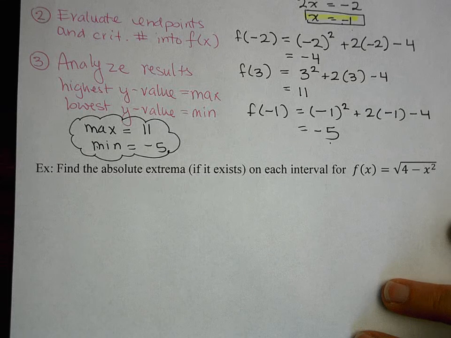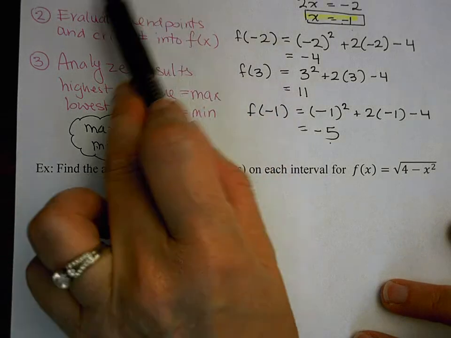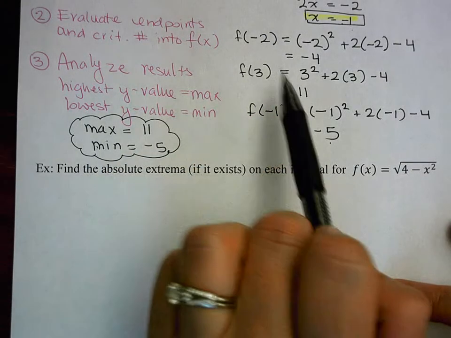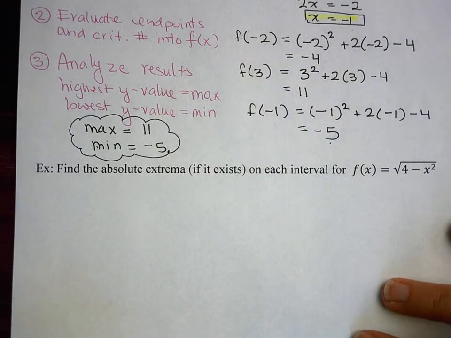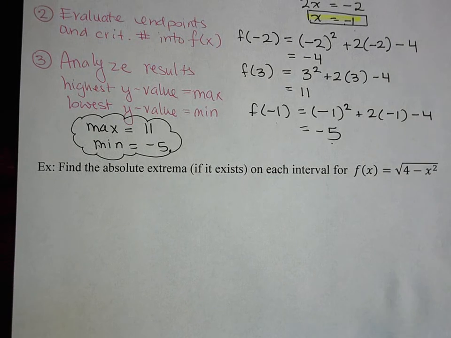Okay? So when I'm looking for my absolute extrema, make sure you're paying attention that the only place we're looking are at our critical numbers and our endpoints, right? So we're only looking at our critical number and our endpoints, and that's where we always look for our extrema, okay? All right, last example.